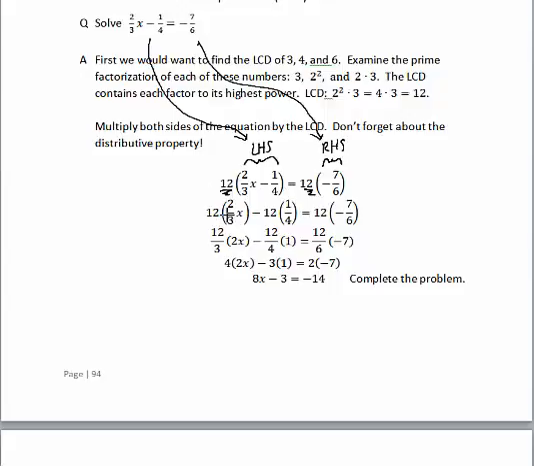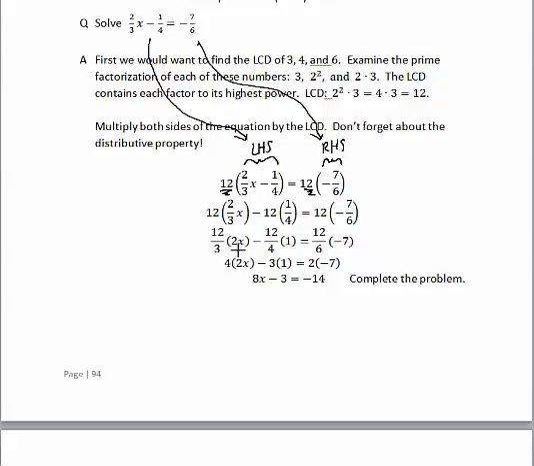And what's going to happen is that the denominators are going to divide evenly into the lowest common denominator. That's why it was the lowest common denominator. This number 12 is divisible by 3, 4, and 6. So we distribute the 12 here on the left. 12 times 2/3 x, and then minus 12 from the subtraction, 12 times 1/4.